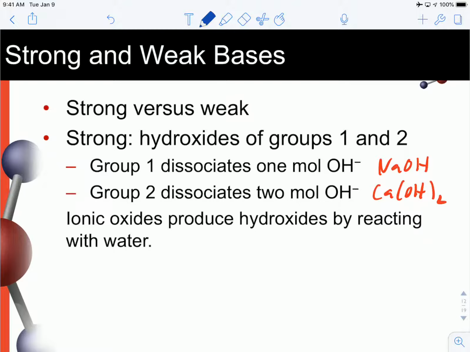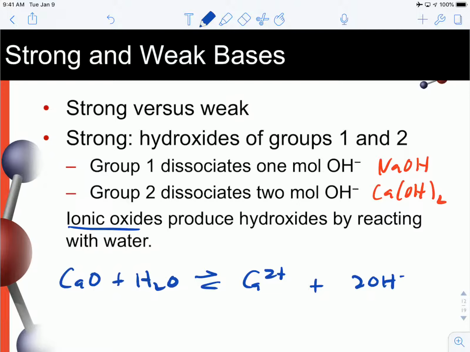Also, some species, when you look at them, you might not think of them as bases because you don't see a hydroxide there. But your ionic oxides can produce hydroxides by reacting with water. So this calcium oxide will react with water to form calcium 2+ ions plus 2 OH-. And that's how the base is produced here. But you don't actually see the hydroxide in the original formula. So looking at this, you might say, well, no, that's not a base. It's important to understand the chemistry and what happens in the reactions once it's added to water.